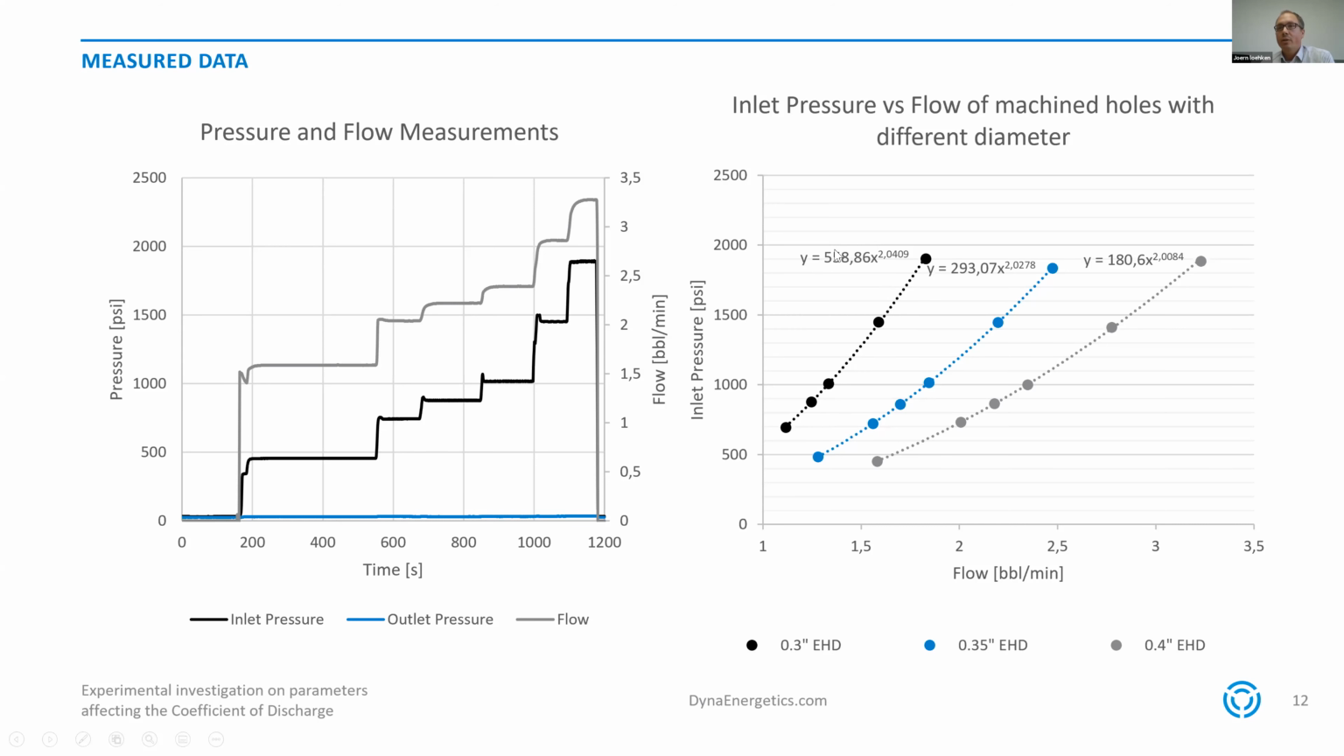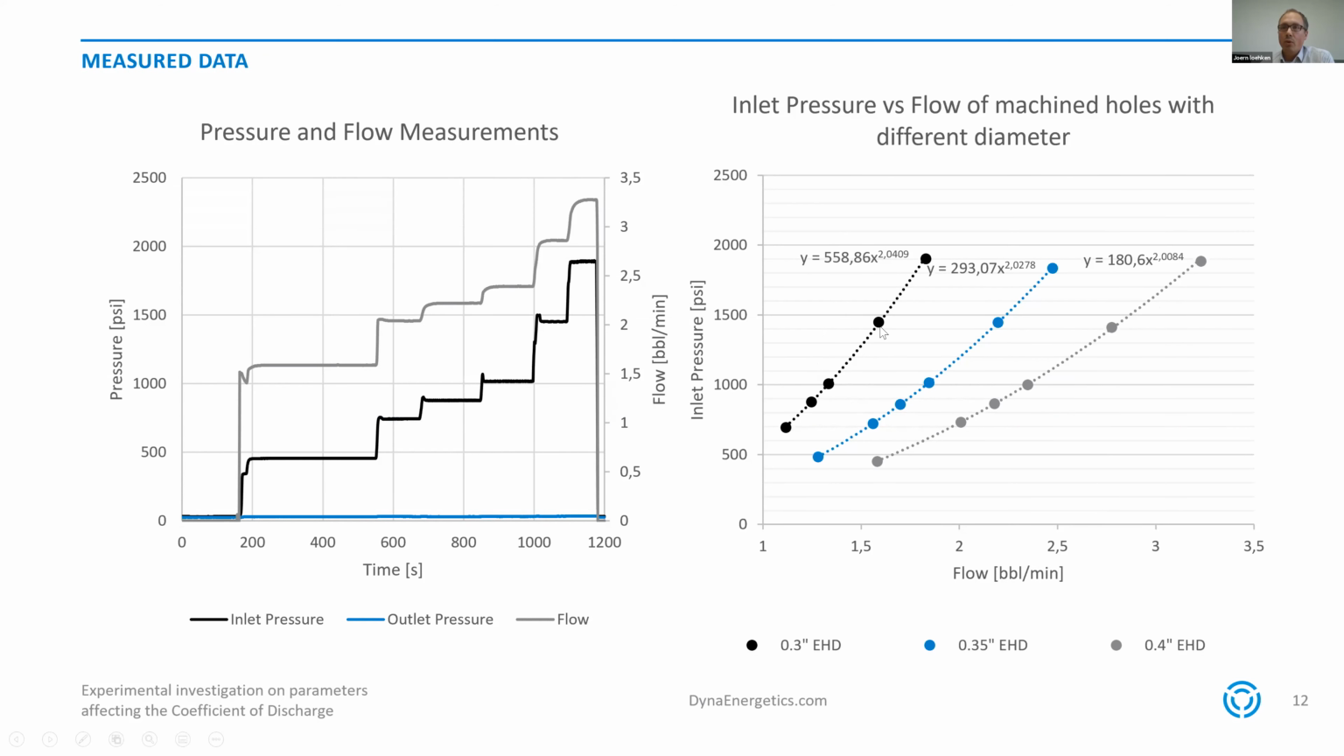The equation shows you we have a quadratic behavior between the flow rate and the inlet pressure. And this is exactly what the equation has told us. So it's a good confirmation of the test setup already. These three examples show data measured for 3 hole sizes from 0.3 to 0.4. And you can see with a larger hole, you get more flow at the same pressure.